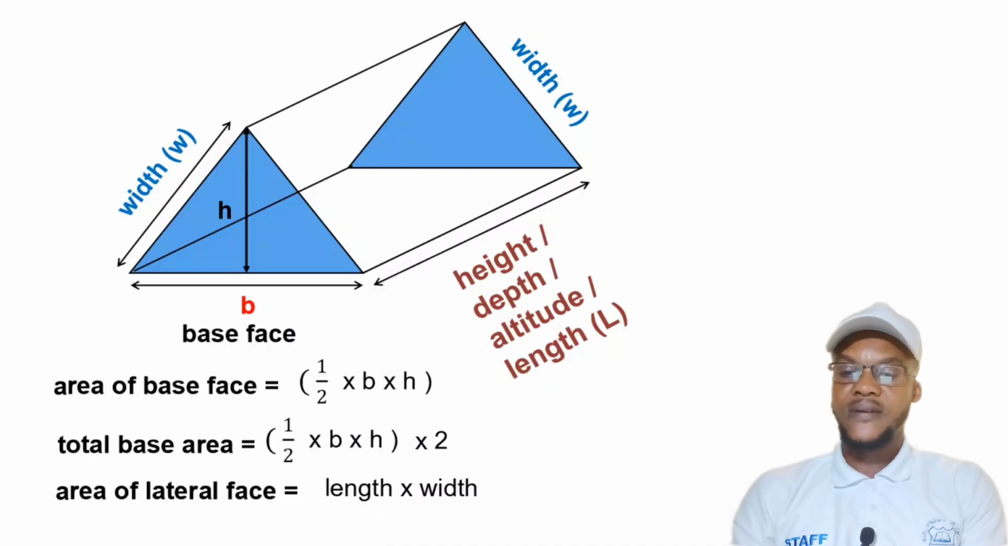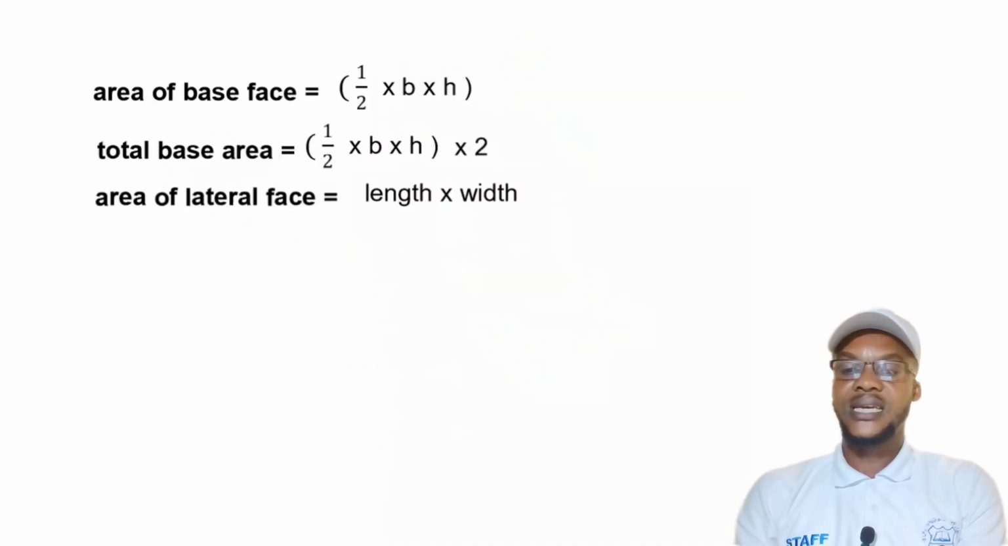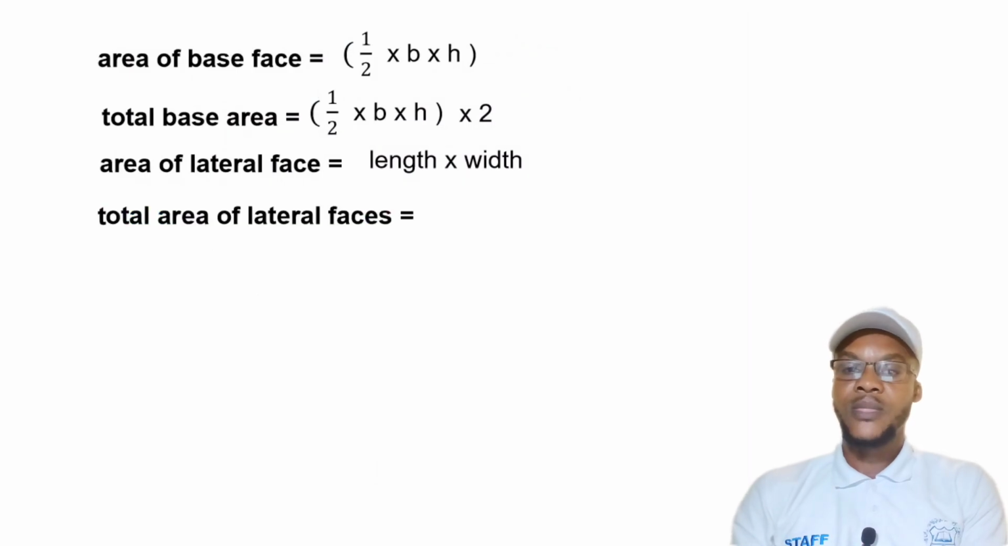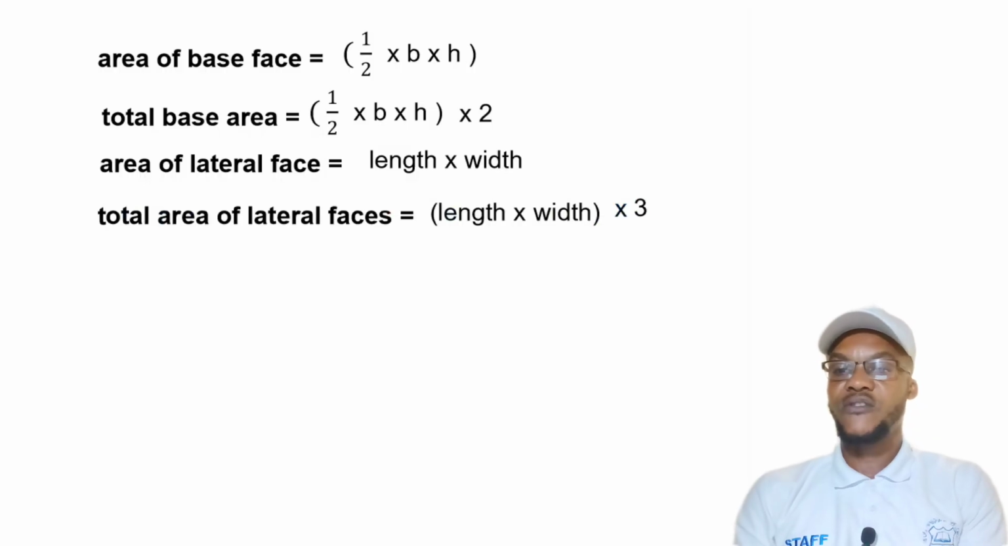Okay, and then once we calculate that, it is very, very easy to get the total area of the lateral faces, and that is just a matter of multiplying by what? Three, because we have three lateral faces. Very interesting, right? Yes, that's great. Now if that's the case, then let's move on.